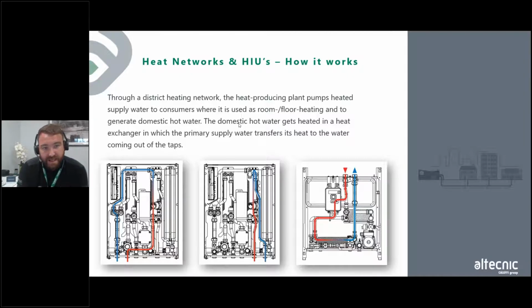So for the district heating network, the heat producing plant pumps heated supply water to consumers where it is used as room or floor heating, and to generate domestic hot water. The domestic hot water gets heated in a heat exchanger, where the primary supply water transfers its heat to the water coming from the tap. So we can see here, hopefully on the images, the flow path of water coming through. On the left-hand image, we can see the heated water coming through. As it goes through the plate, it starts to cool down, and then we're returning the cooler water back to the network. And very similar on the other side, on the hot water side of things, hot water comes in, we use the energy, transferring that through the plate, and then we're returning cooler water back out. And the same on the right hand image as well.